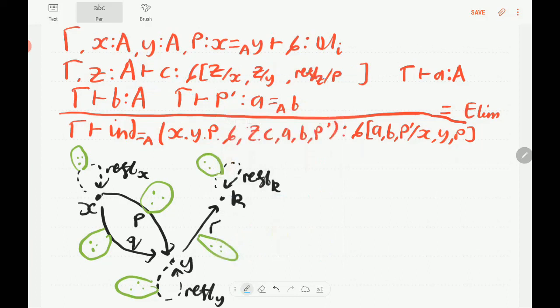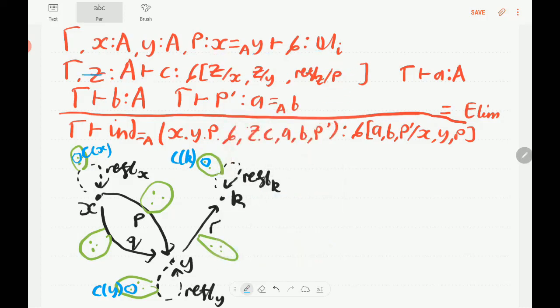Now, the second thing is that for each point z of A, we produce a value c of z, which is a member of zeta of z, z, refl z. So essentially, we pick out a value in the type that we've associated with each reflexive path. So this here would be c of x. We'd also be picking out a value of c of y. And here's a value of c of k. So this is a value in the type associated with the reflexive path of point k. All right, so that's the second thing.